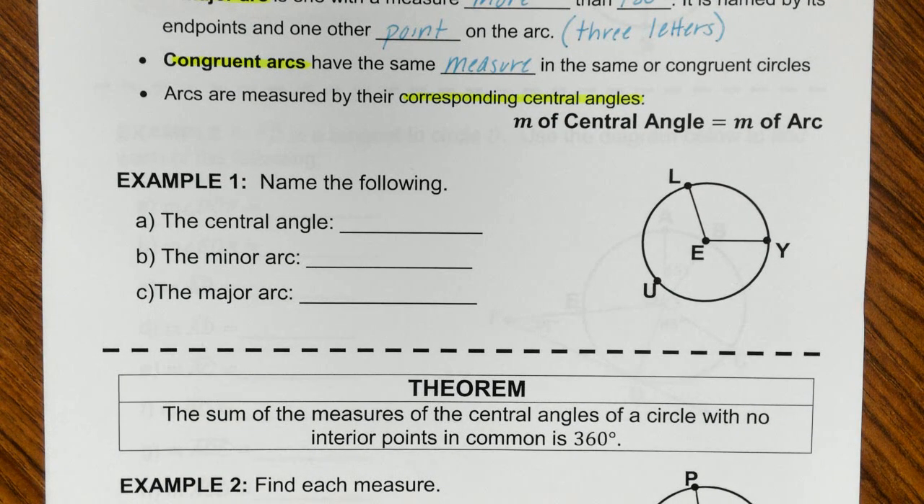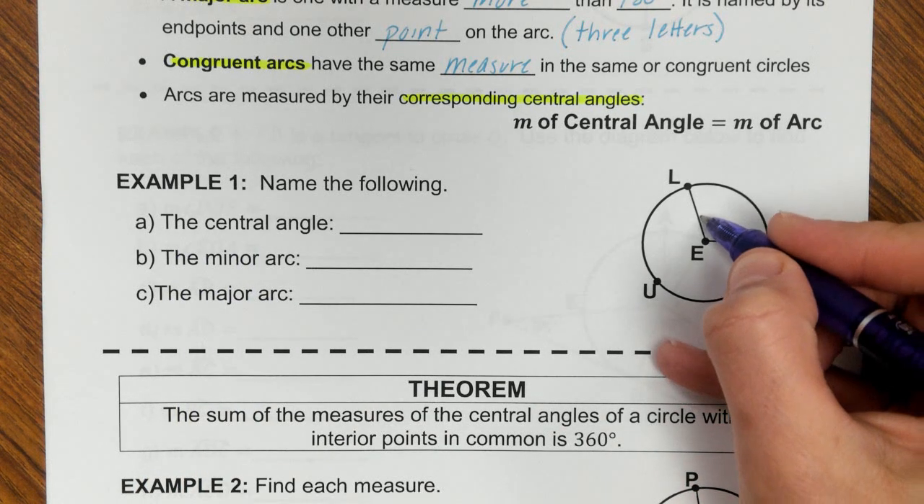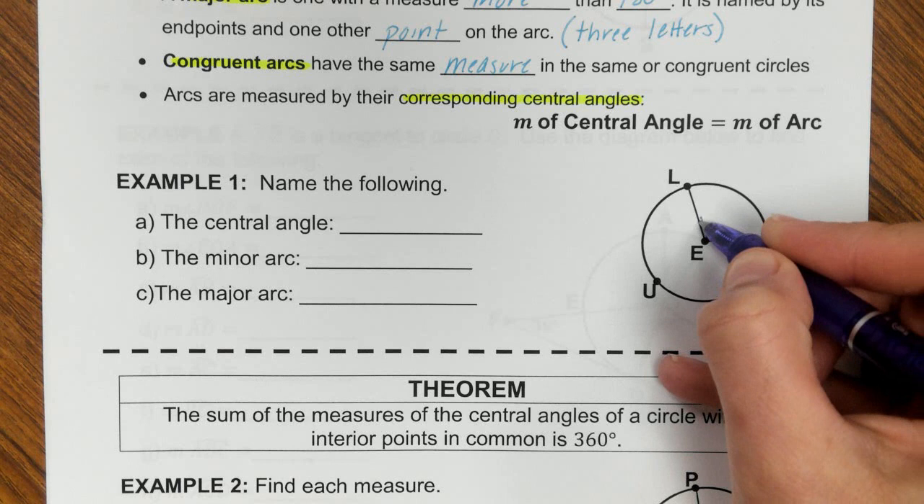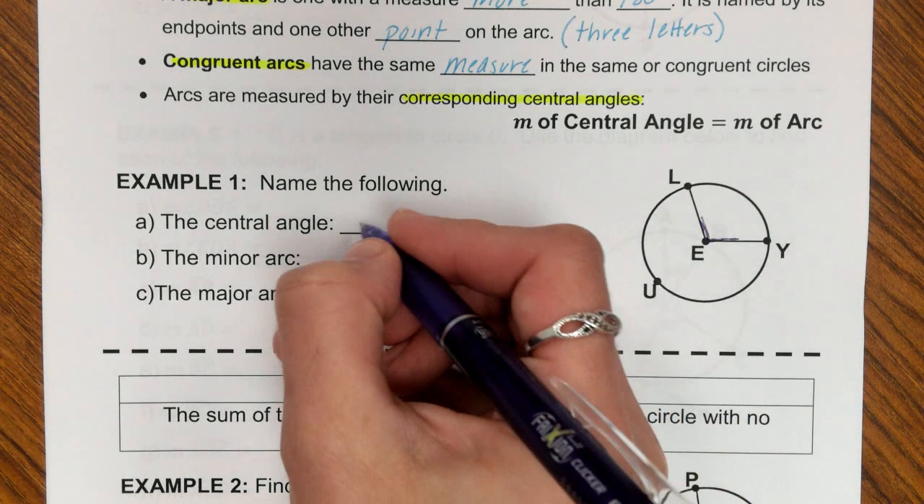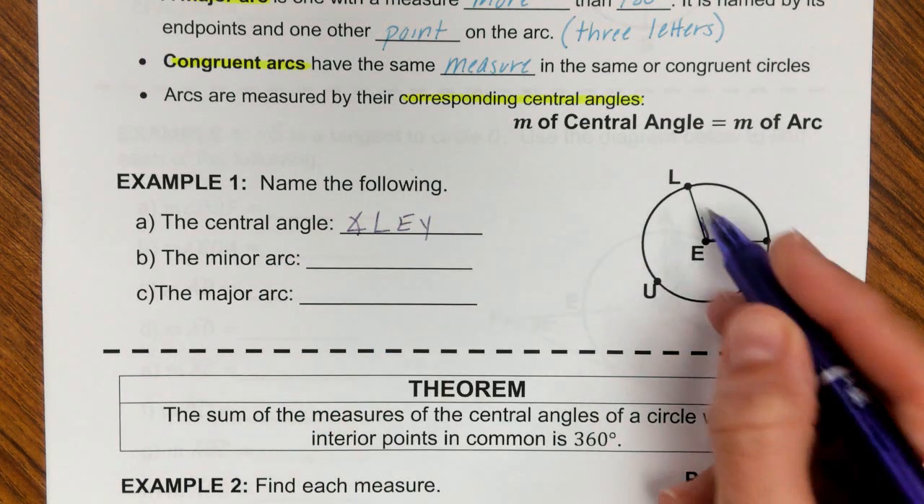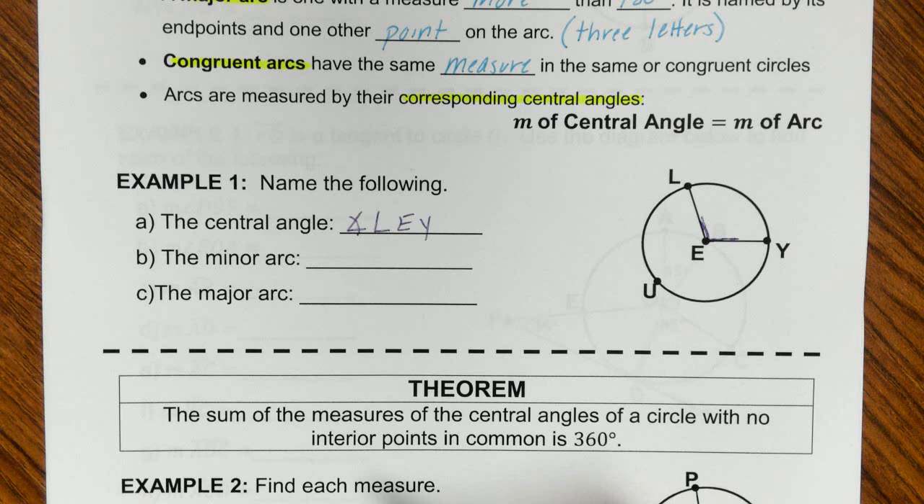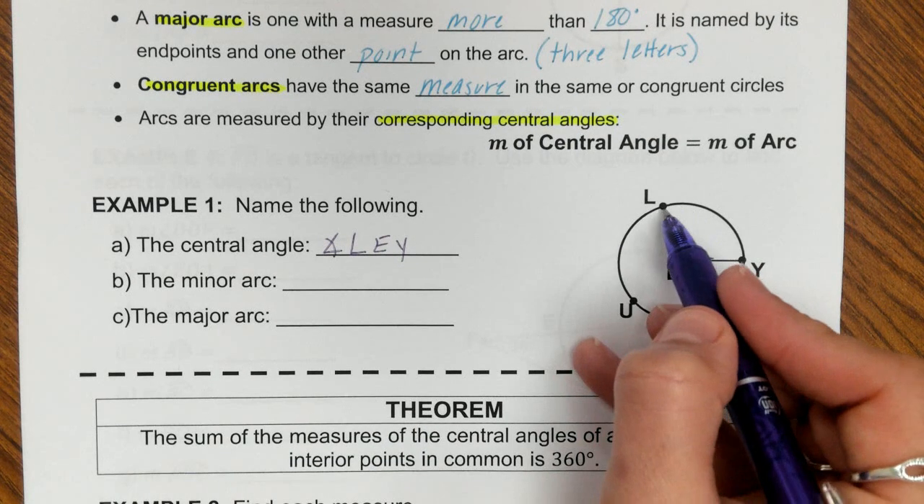Okay, so down here below on our picture, example number 1, we're going to name the following. The first thing we do is we're going to name the central angle. That central angle is going to be right here. So we're going to name it with the endpoint, the vertex, and then the other endpoint. So this would be angle LEY. A minor arc, there are only two arcs here. The minor arc, remembering that we have to name it with only 2 letters, is going to be right here.